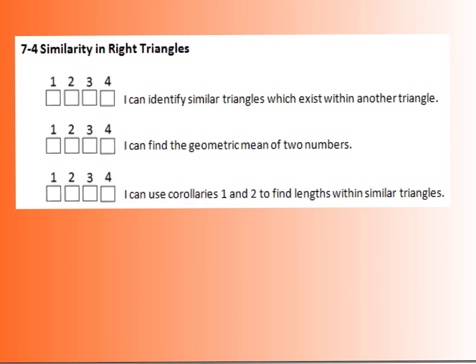We have 3 learning objectives for this lesson. The first one is identifying similar triangles which exist within another triangle. The second one is finding the geometric mean of 2 numbers. And the third one is using these 2 corollaries to find lengths within similar triangles. And I'm going to teach you a really cool method called the box method for that objective.